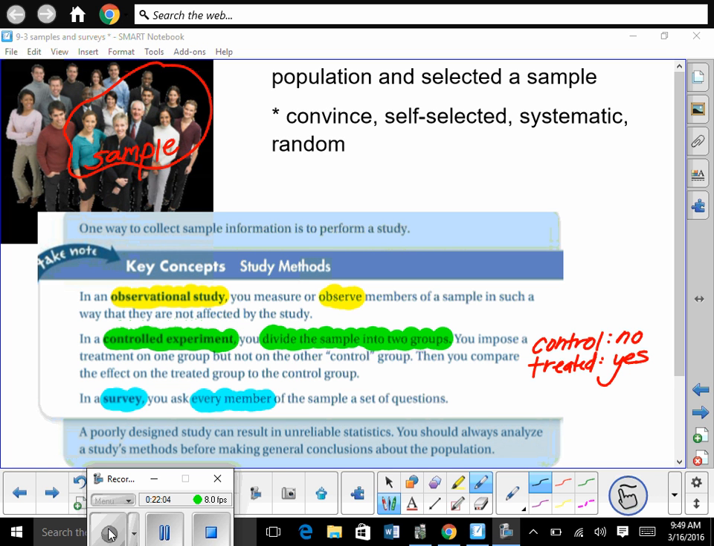So once you pick a sample, you've got to come up with a study, and there are different types of study methods. The first one is an observational study. Listen, because a lot of you I don't think listened to this. In an observational study, you basically sit back and observe the members of the sample in such a way that they are not affected by the study.